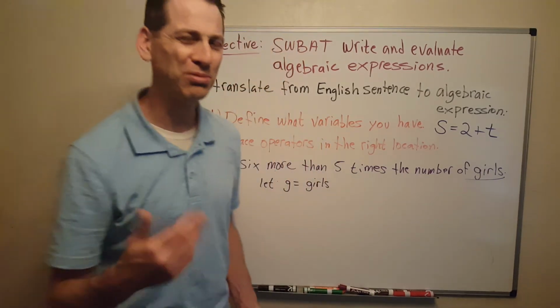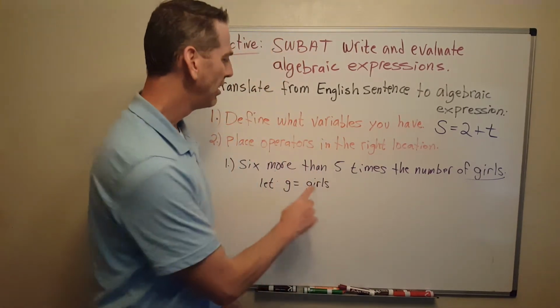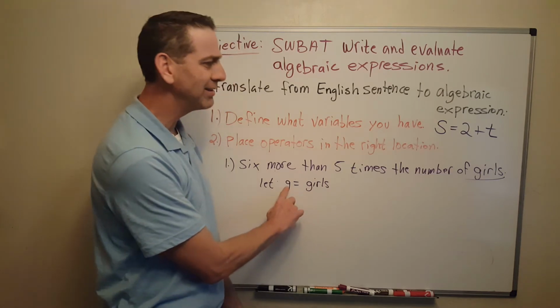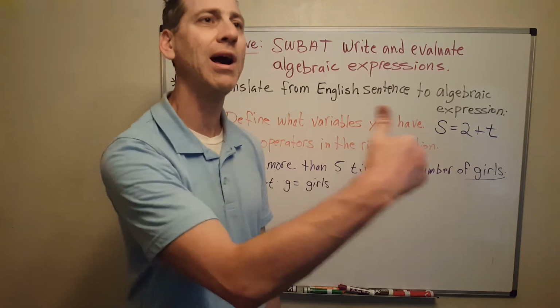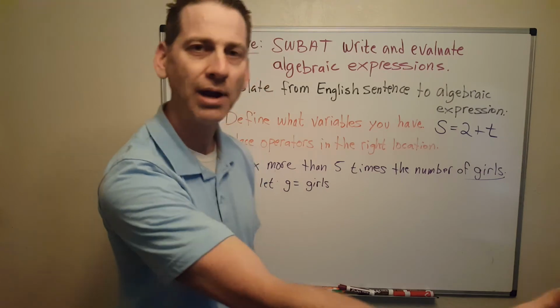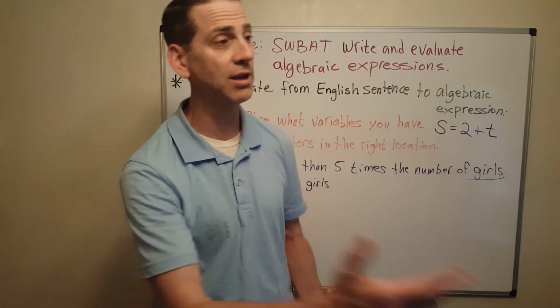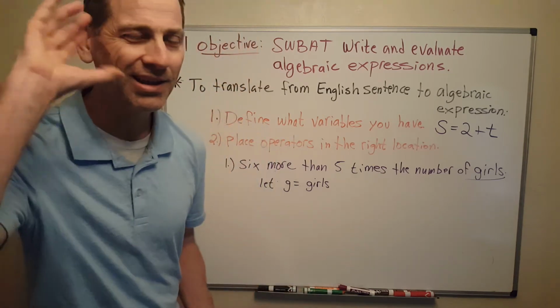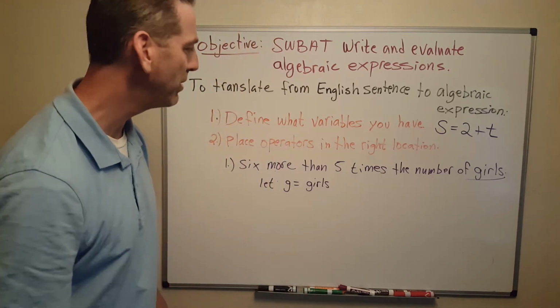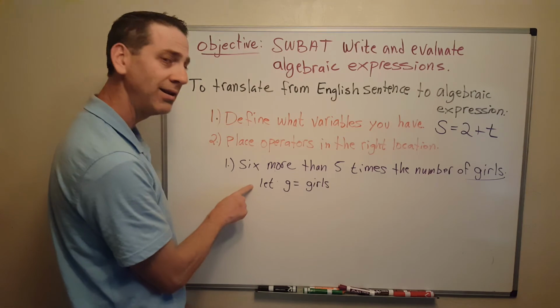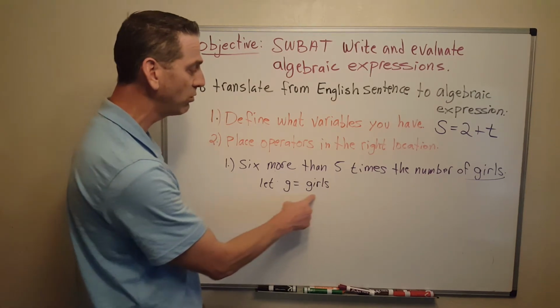Usually, not always, but usually the variable is indicative of the object that it describes. If I'm talking about computers, I'll say C. If I'm talking about dogs, I'll say D. It just helps us understand what the variable means. So first I defined my variable: let G equal girls.